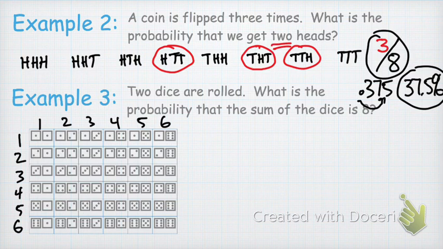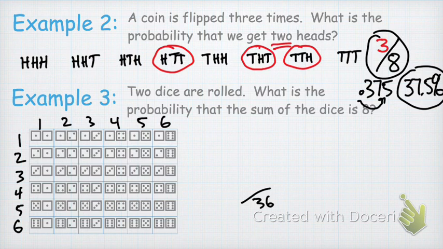And we can then take 6 times 6 and realize there's 36 different ways that 2 dice could be rolled. So that'll be the denominator of our answer. And if we look more carefully, we're going to look through here and see the event that we're interested in is when the 2 dice add up to 8.